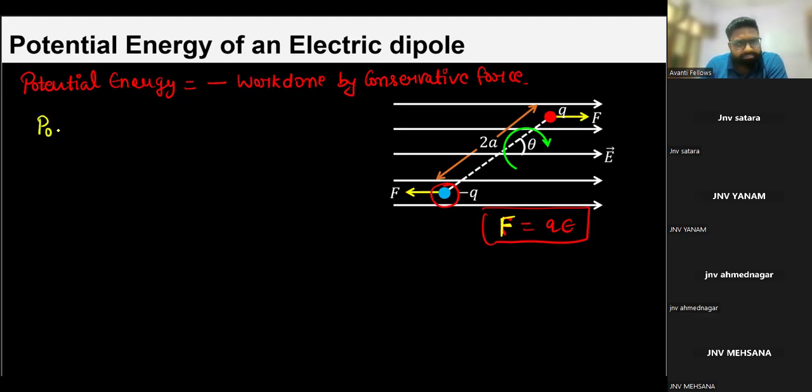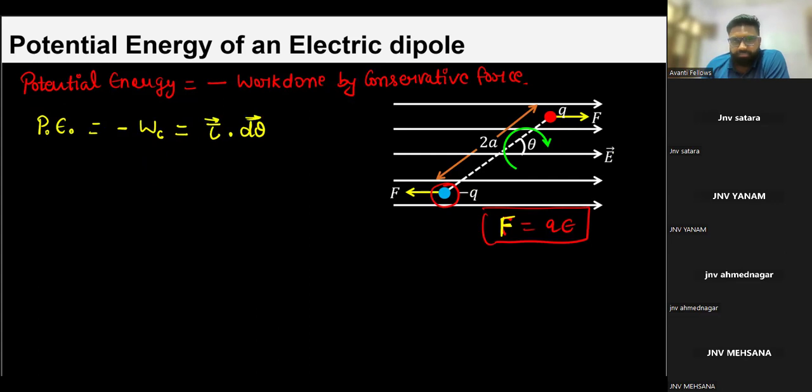Okay. Now, potential energy is equal to minus of work done by conservative force. Okay. But here, we just studied that net work done is zero. Sorry, net force is zero. So who is doing the work? Work is being done by this torque in rotating it. So we can say that it is nothing but tau dot d theta.